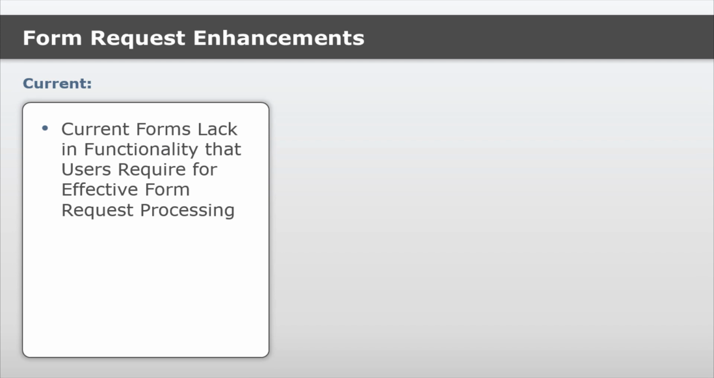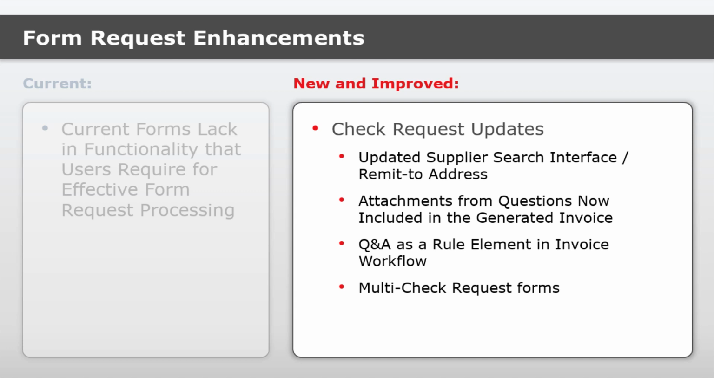Currently, forms in the JAGGAER AP solution lack certain functionality required by users to allow their AP teams to manage form requests efficiently and effectively. JAGGAER is committed to significant enhancements for all of our new forms, beginning in this release with the AP-specific forms such as check requests. The 19.1 updates for check requests consist of a number of advancements, which include the following.